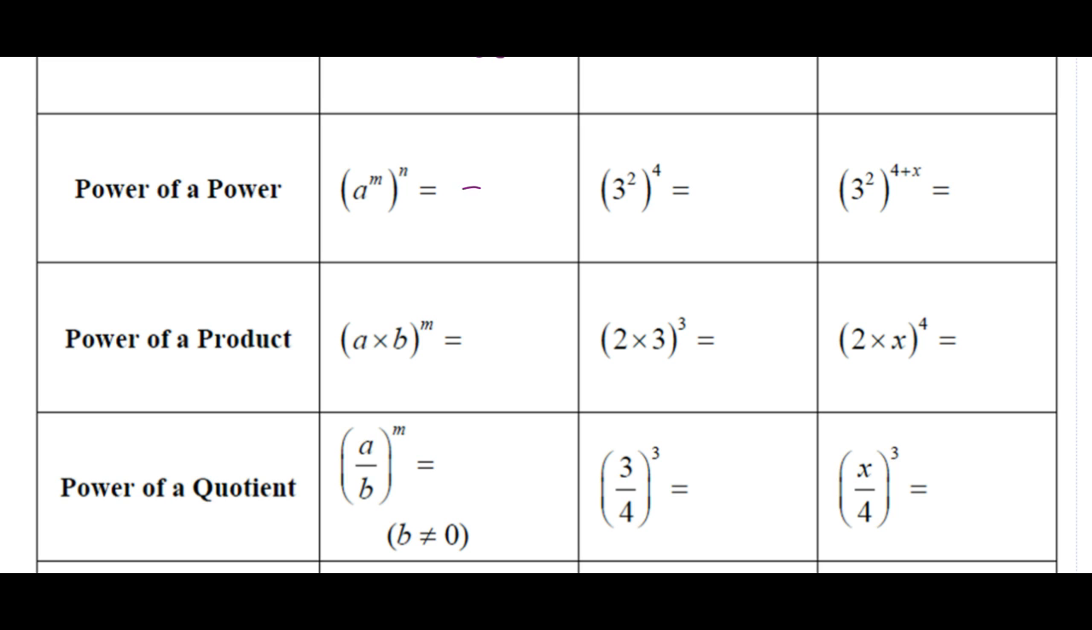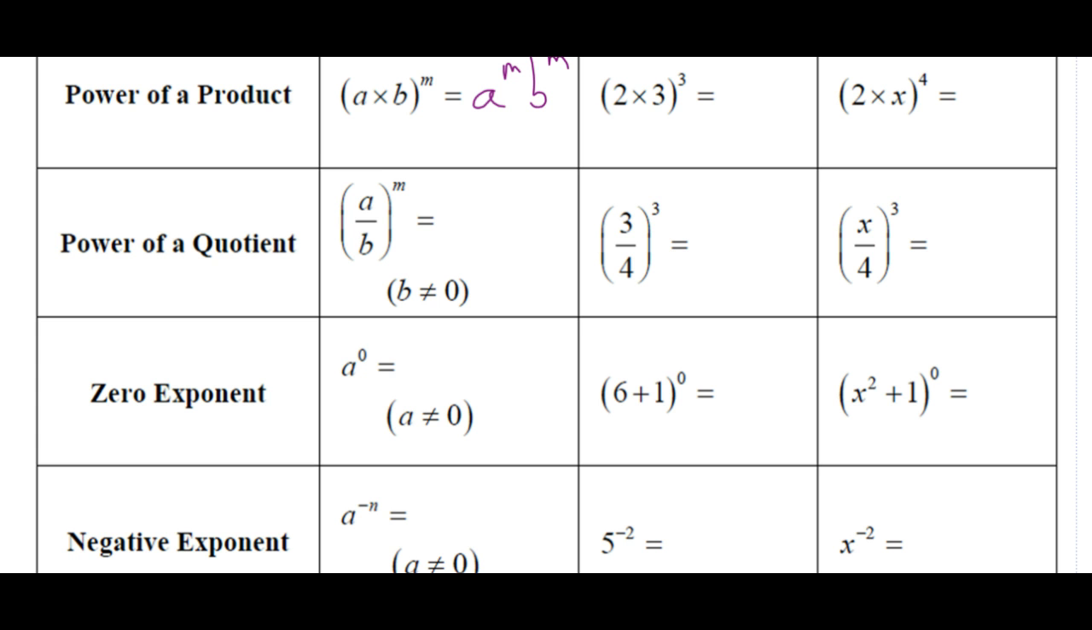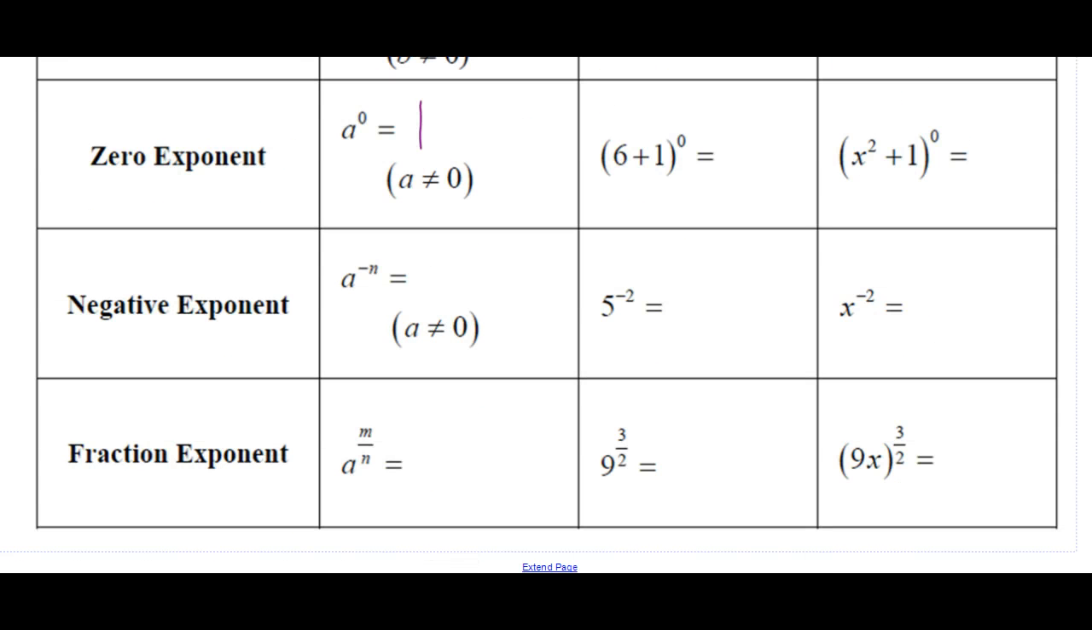Power to a power, what do you do? Multiply the exponents. Product of a power, what do you do? (ab) to the m is a to the m times b to the m. Power of a quotient is what? (a over b) to the m is a to the m over b to the m. What is a to the 0? 1. Anything to the 0 is 1, except for 0, right? And a negative exponent, a to the negative n, is? 1 over a to the positive n. So if we ask you to express answers with positive exponents, which we often do, then that's what you need to do.